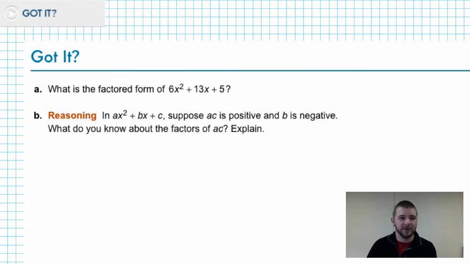And here is your first chance to show that you have got it in this section. Part A, what is the factored form of 6x squared plus 13x plus 5? And part B, a reasoning question. In ax squared plus bx plus c, suppose ac is positive and b is negative. What do you know about the factors of ac? Explain.